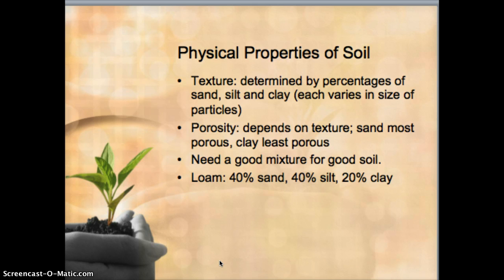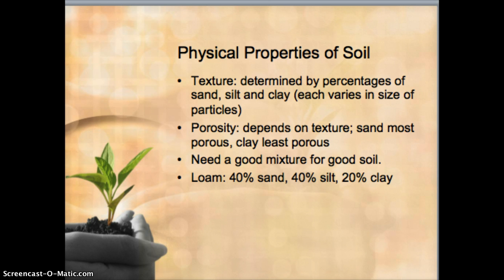Typically, the ideal soil for most things would be 40% sand, 40% silt, and 20% clay. When you have that mixture, that type of soil is given a name called loam, L-O-A-M.